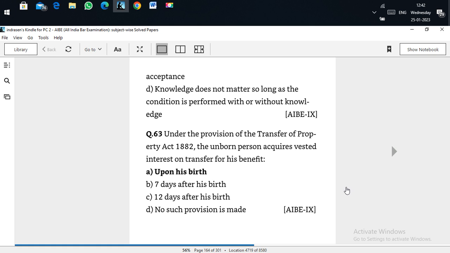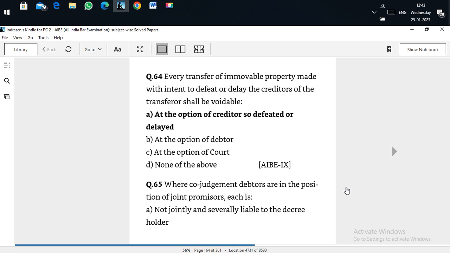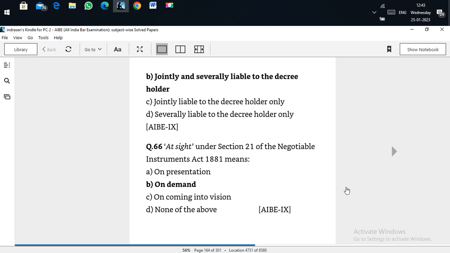Under the provisions of the Transfer of Property Act 1882, an unborn person acquires a vested interest on the transfer for his benefit upon his birth. Immediately on his birth, he gets the right to the property. Every transfer of immovable property made with intent to defeat or delay the creditors of the transferor shall be voidable at the option of the creditor so defeated or delayed. Where co-judgment debtors are in the position of joint promisors, each is jointly and severally liable to the decree holder. At sight under Section 21 of the Negotiable Instruments Act means on demand.